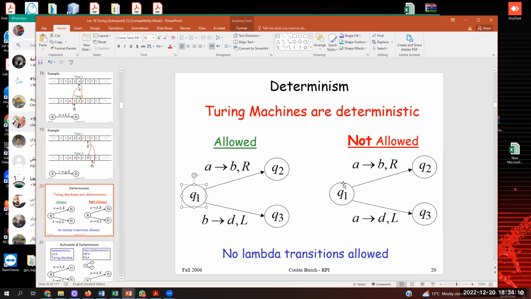But if I say you are at Q1, if you have an A, write B and go to the right, or if you have an A, write D and go to the left, this is not possible. You have to do only one. You cannot do this, A and A here. That's not allowed. And you also don't have lambda transitions like the PDA.